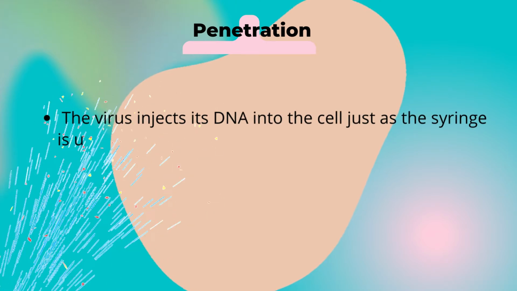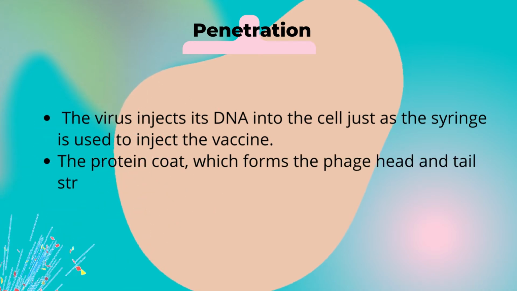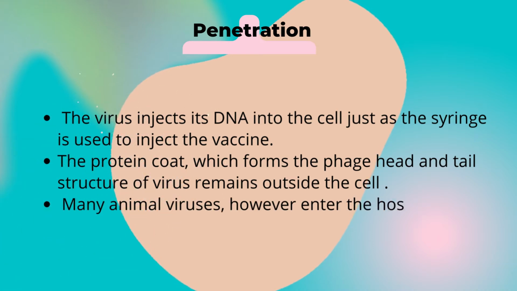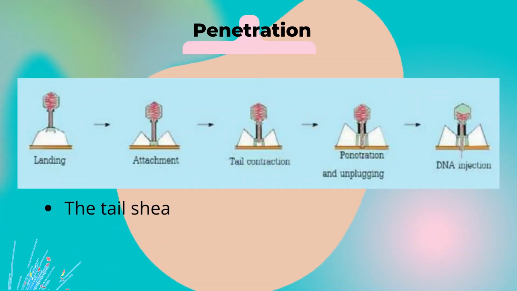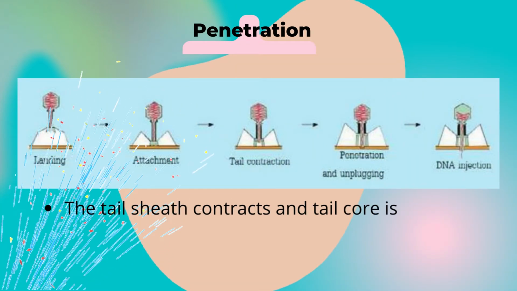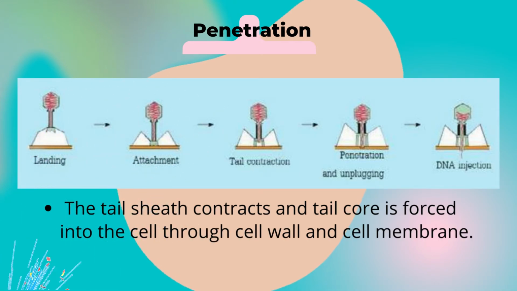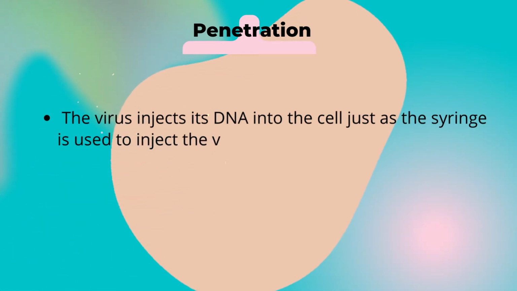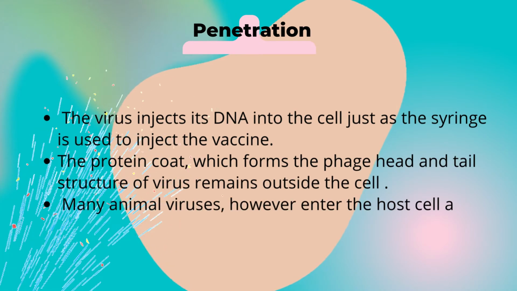The virus injects its DNA into the cell just as a syringe is used to inject a vaccine. The protein coat, which forms the phage head and tail structure of the virus, remains outside the cell. Here you can see again landing, attachment, tail contraction and DNA injection inside the cell, but the head and tail mostly remain outside the bacterial cell or host cell. Many animal viruses, however, enter the host cell as a whole.